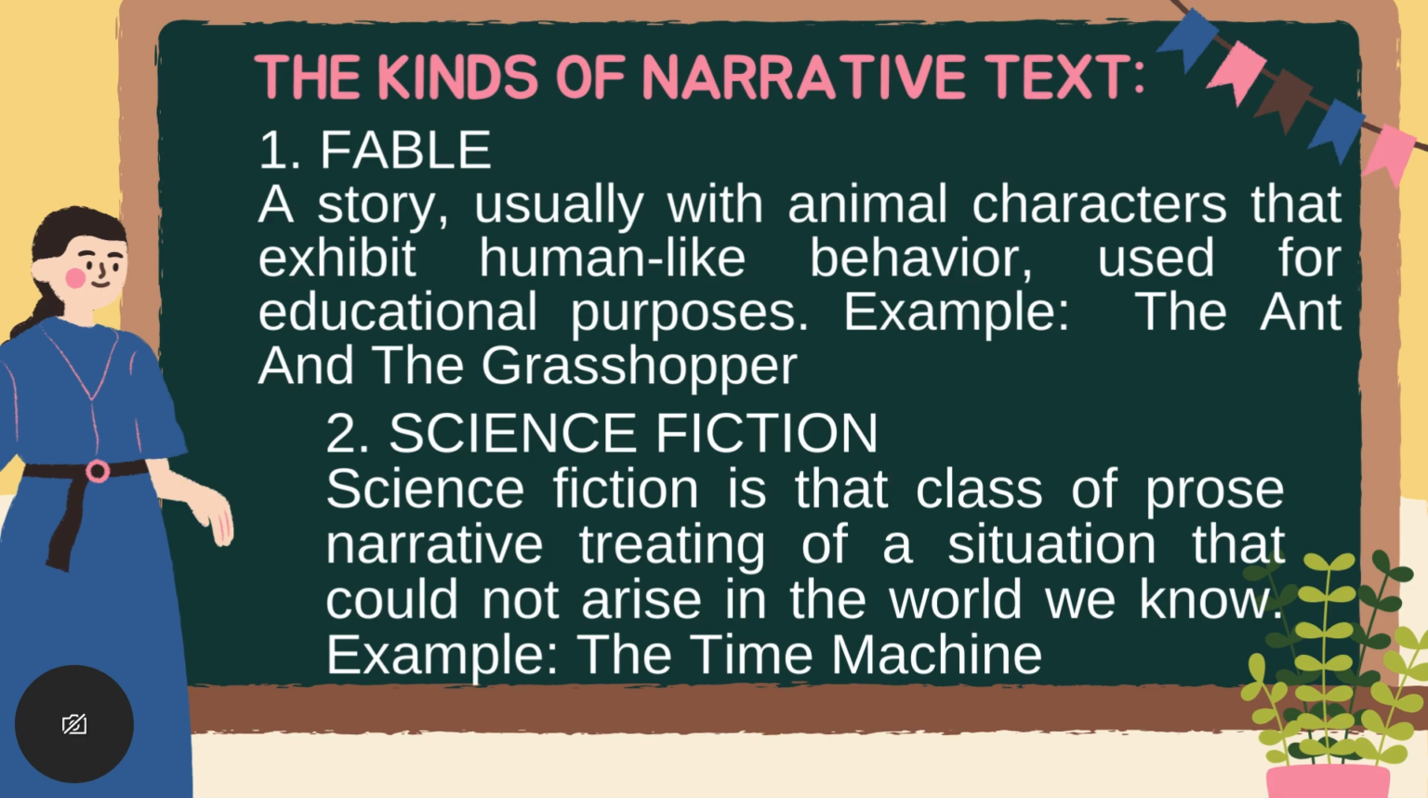The kinds of narrative text explanation. Number 1. Fable. Fable is a story, usually with animal characters, that exhibit human-like behavior, used for educational purposes. For example, the ant and the grasshopper.